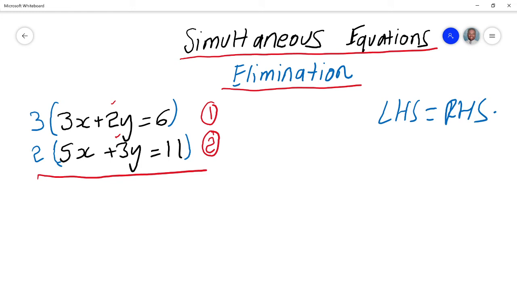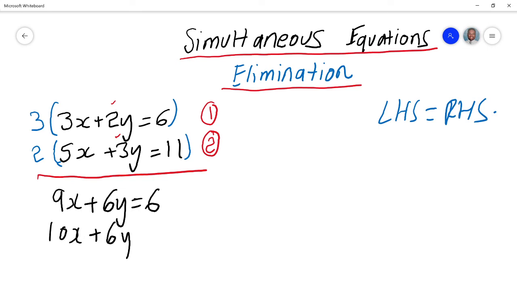Does that make sense? So let's now work that out. What's my new answer going to be? 9x plus 6y equals 18, and 10x plus 6y equals 22. All right, so basic multiplication. 3 times 3x is 9x, 3 times 2y is 6y, and 3 times 6 is 18. Sorry, I made a mistake there, that's going to be 18. And 2 times 5 is 10x, 2 times 3y is 6y, and 2 times 11 is 22.